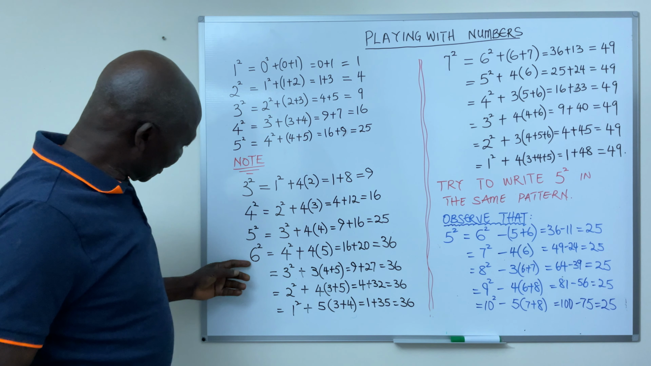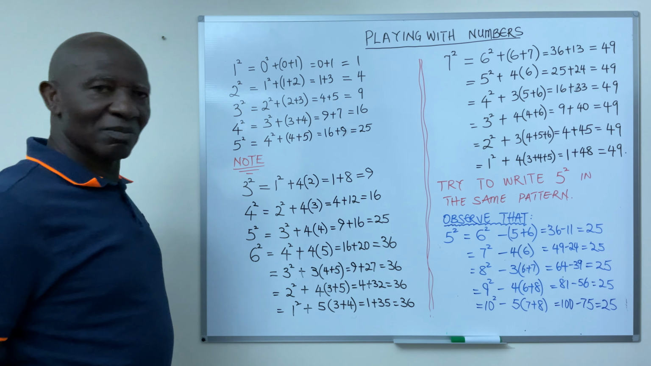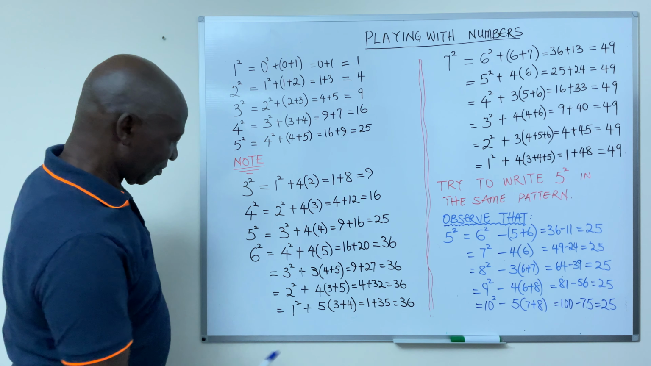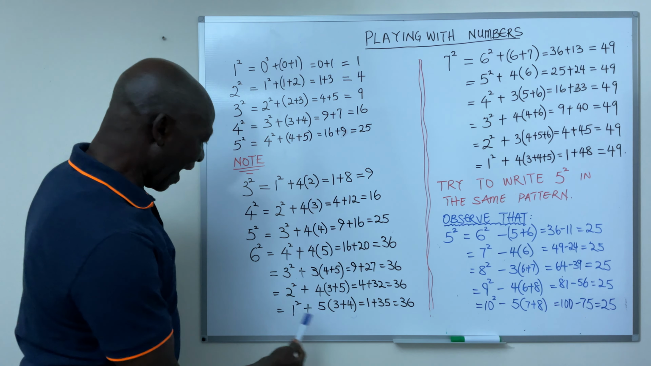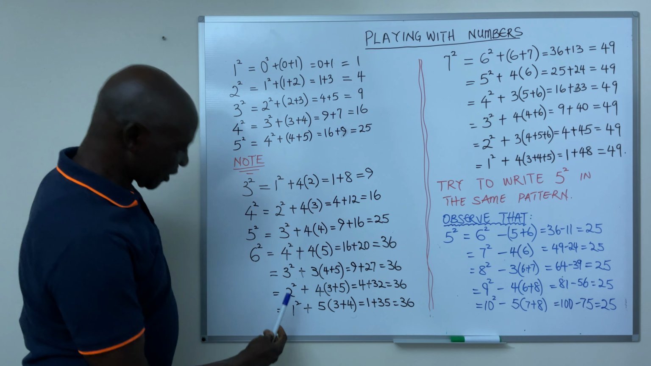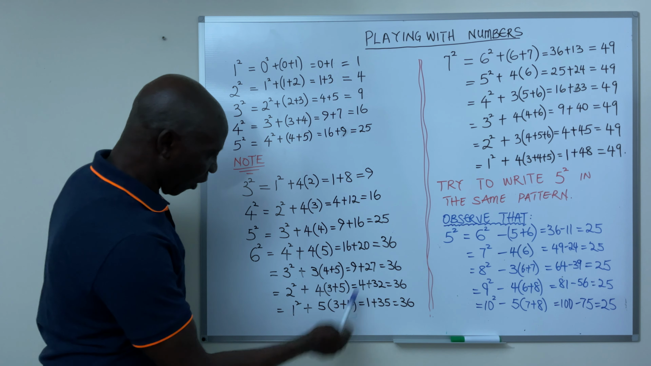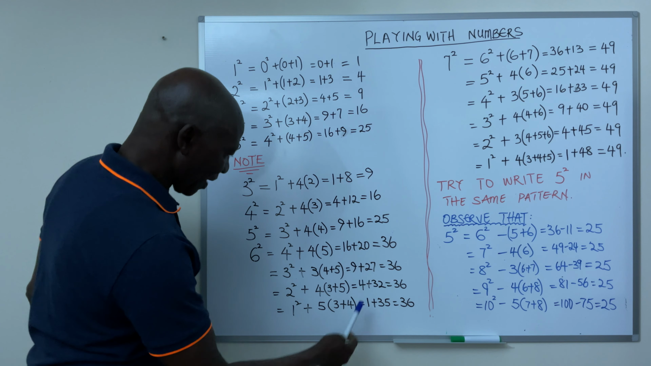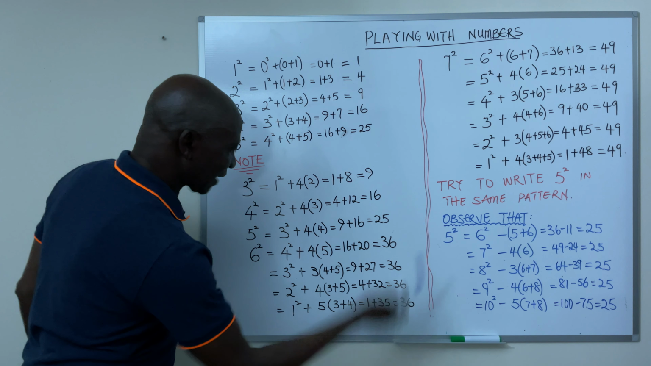How about 6 squared and 1 squared? The difference between them is what? 5. What are the other numbers between 6 and 1? It is 3 and 4. So we now have 6 squared is equal to 1 squared plus 5 times the sum of 3 and 4. And that gives 1 plus 35, giving us 36.